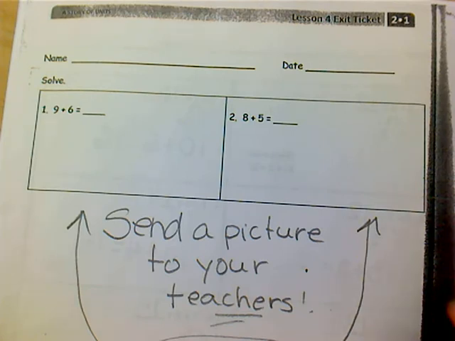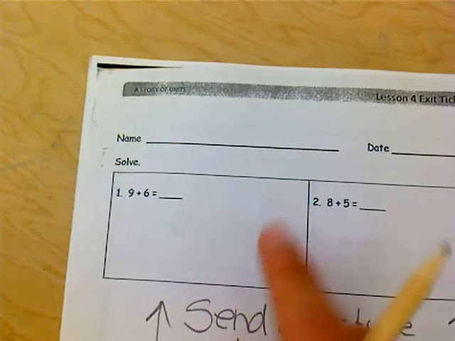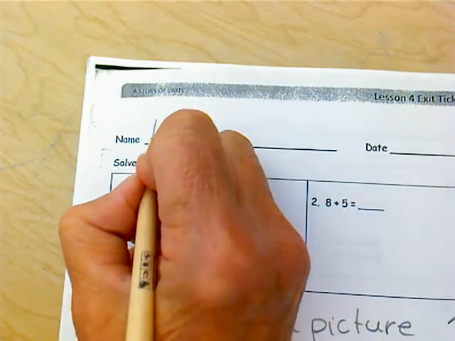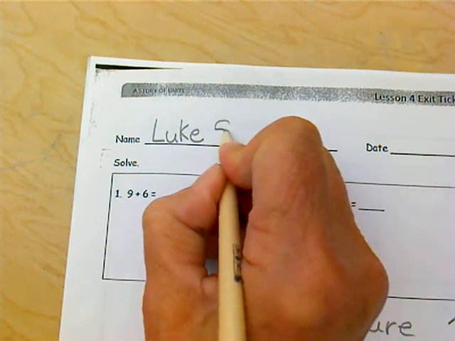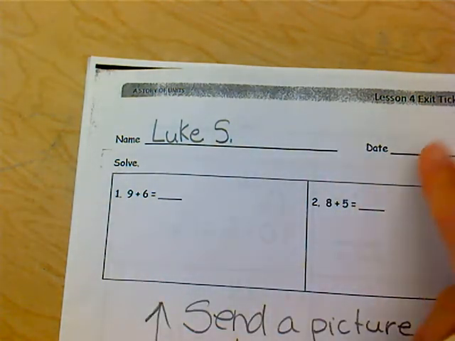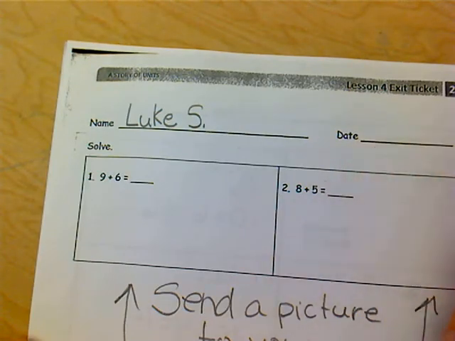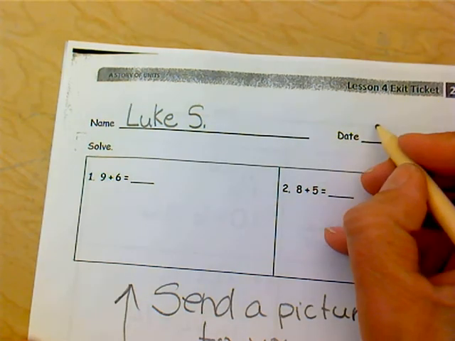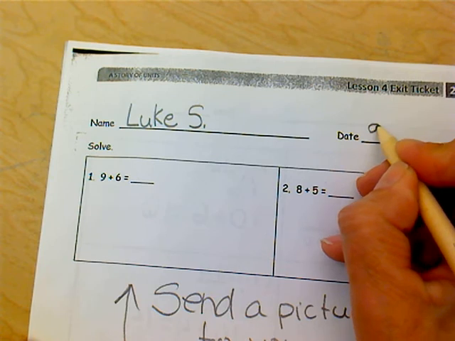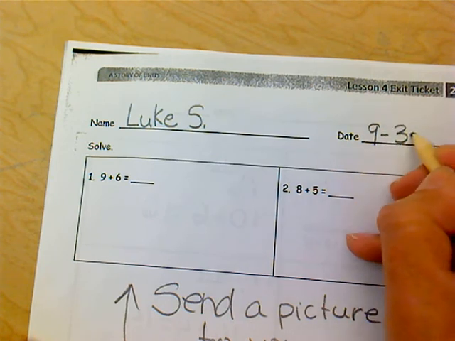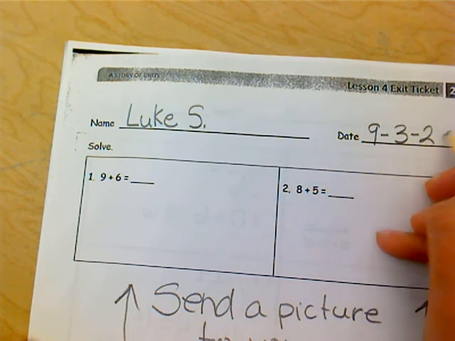Are you back? Okay, here we go. It is so important, my friends, that you put your name on your exit ticket so that when your teacher sees it, she knows that it came from you. And whatever date that you did, you need to make sure that you put that on there. I'm doing this one on the 9th month and the 3rd day, 2020.